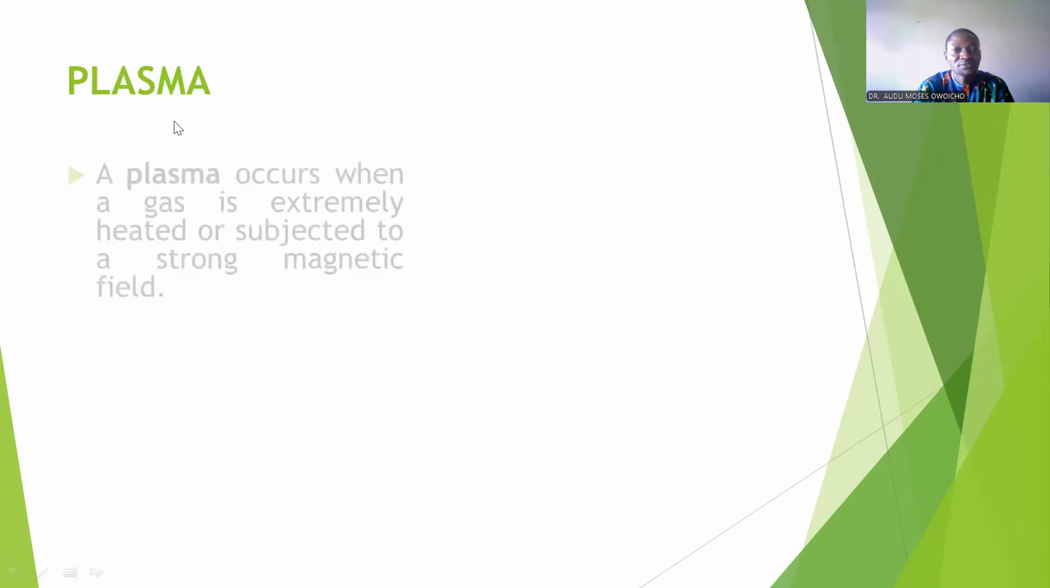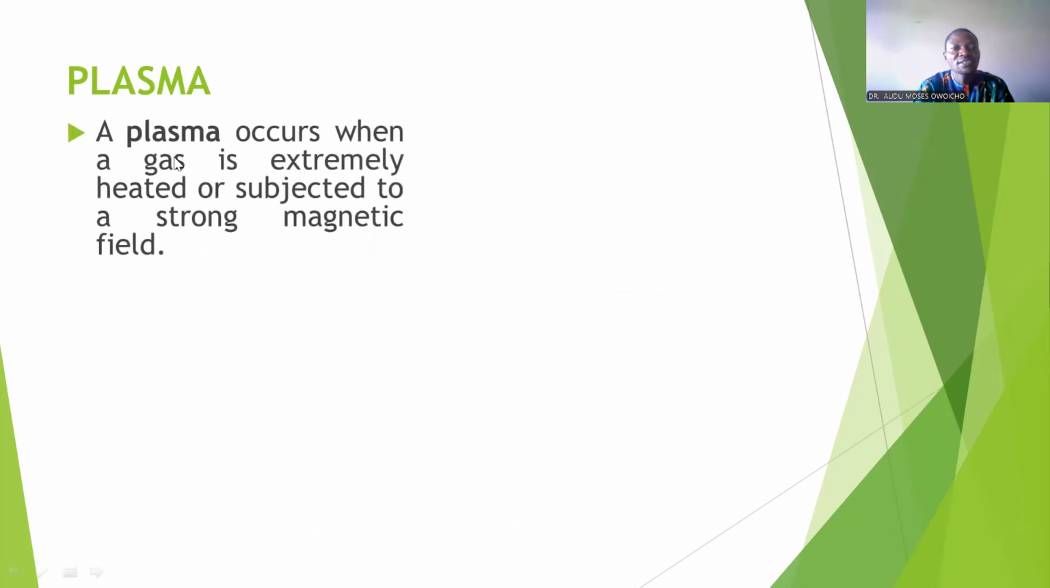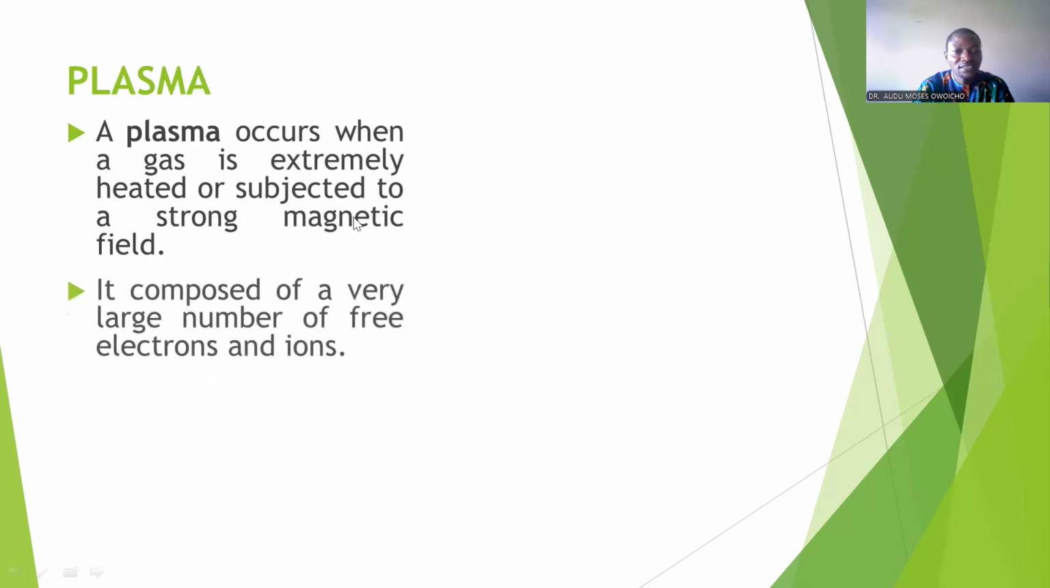Okay, let's look at plasma proper. A plasma occurs when a gas is extremely heated or subjected to a strong magnetic field.